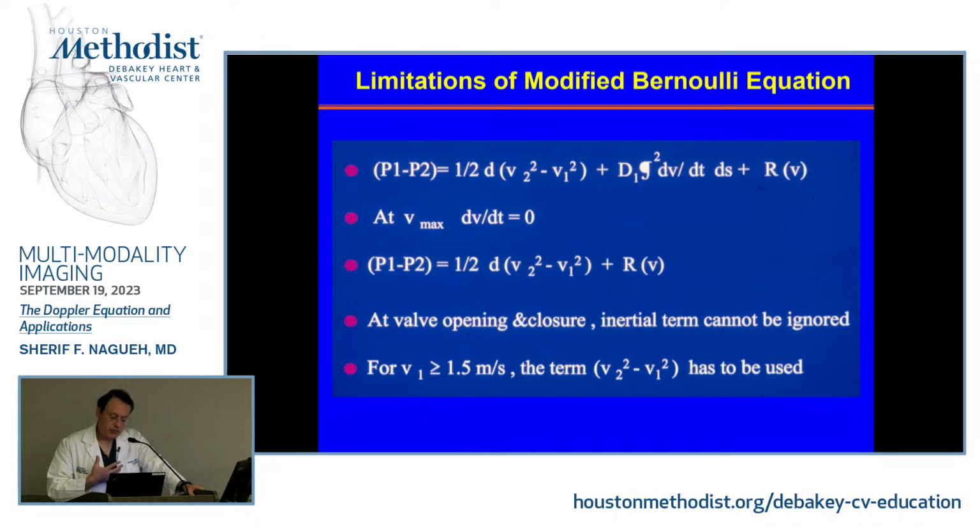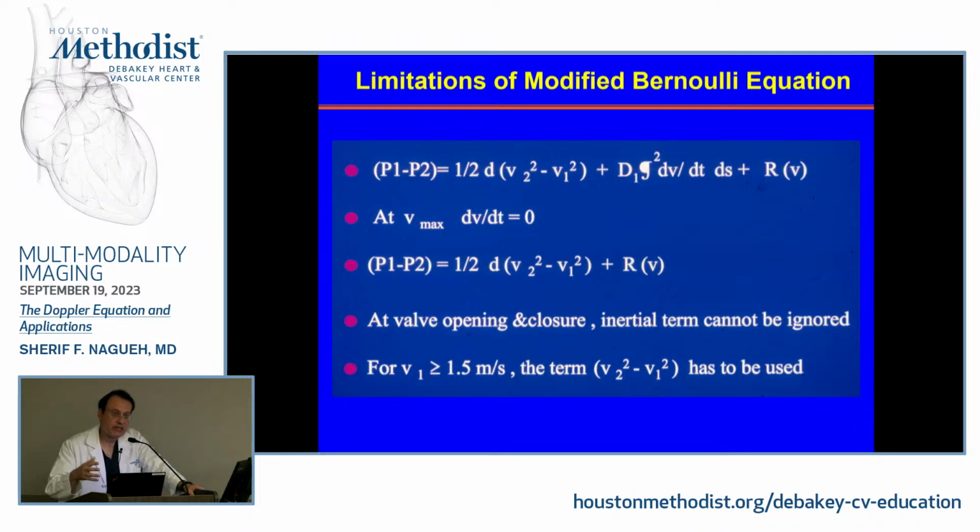If it's a normal circulation, even though we ignore it, the error that we encounter is not that large. But at valve opening and closure, the inertial term cannot be ignored. Further, if you're looking at a peak velocity proximal to the stenosis of at least 1.5 meters per second, and you ignore it, there will be a problem with the pressure gradient calculated.